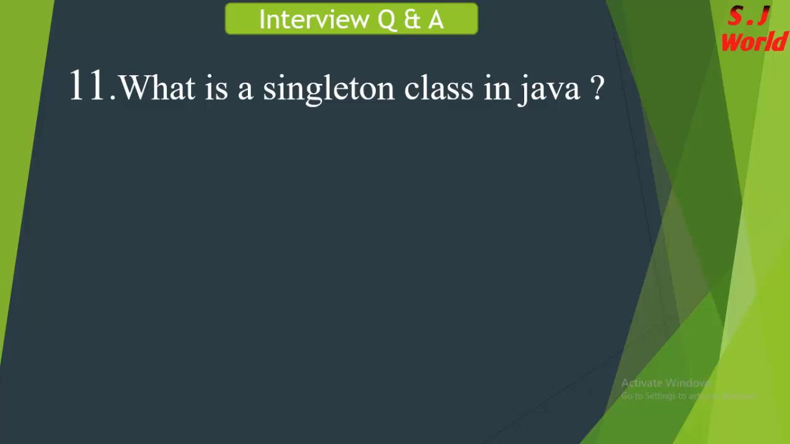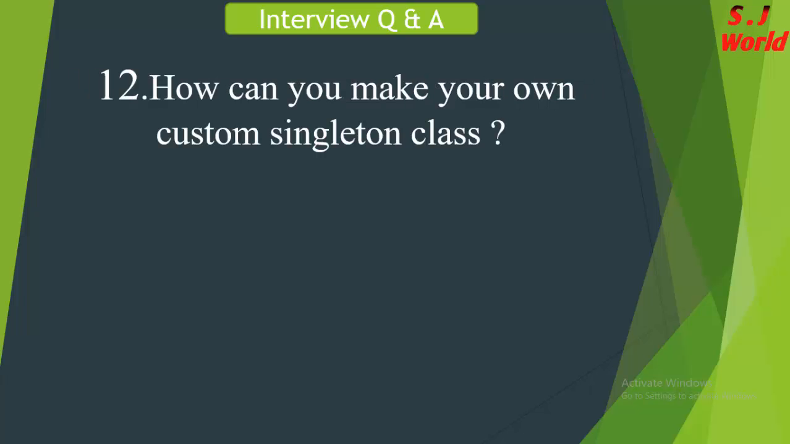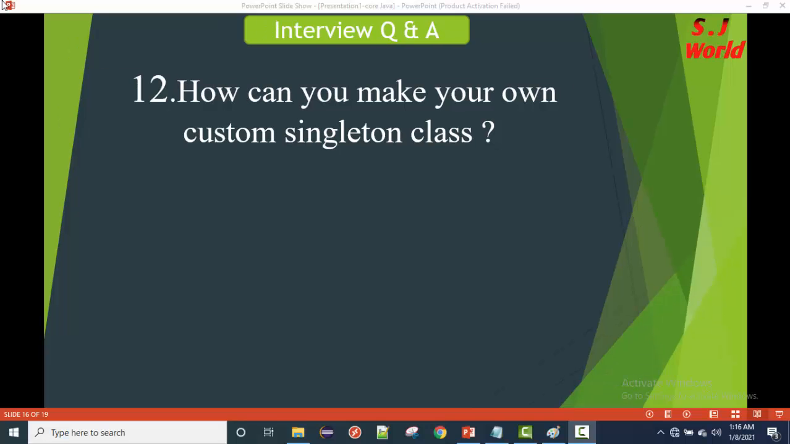Then the interviewer will ask the counter question, how can you make your own custom singleton class? This is what we have to see now. To make a custom singleton class, we have to do three things. First of all, make the constructor a private constructor. Second, define a class type variable at instance level. And third, create one static factory method. A method which returns the instance of a class is called a factory method. I'm going to show you in the program also.